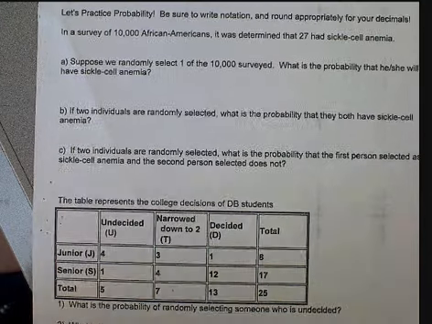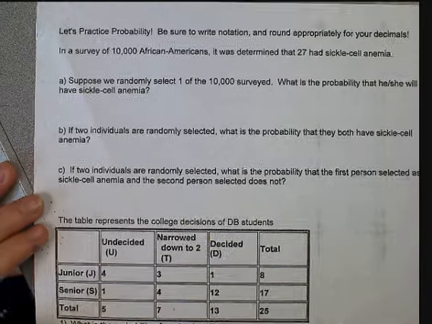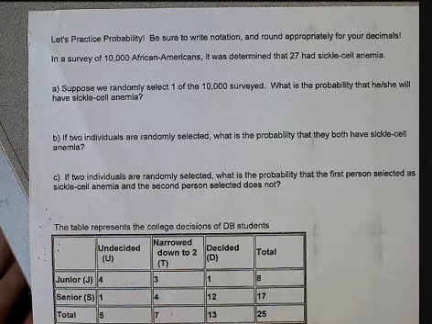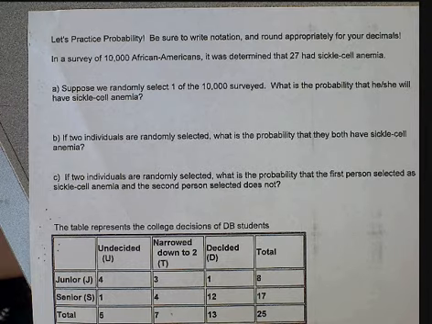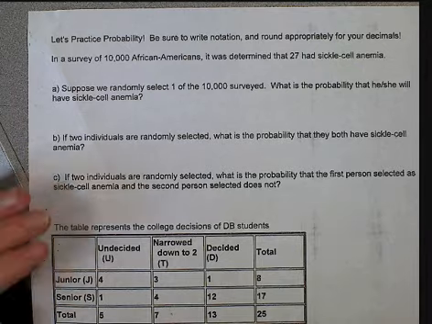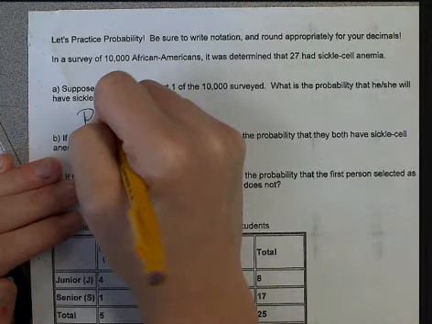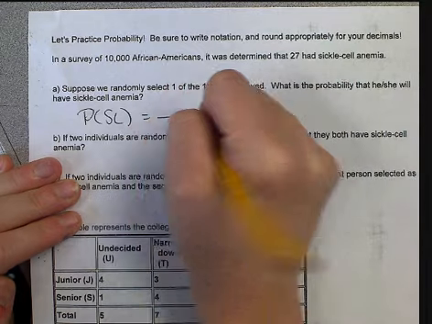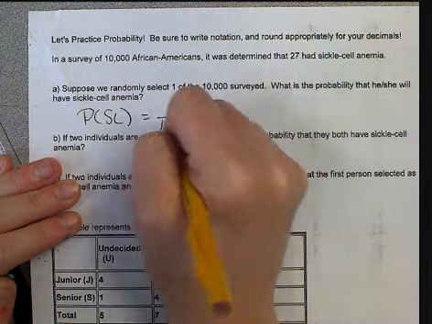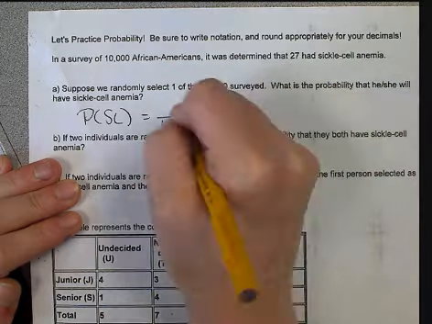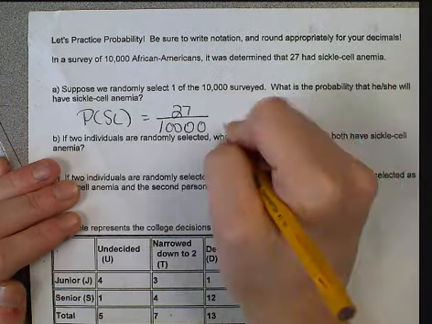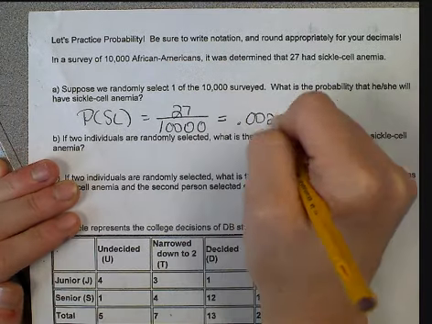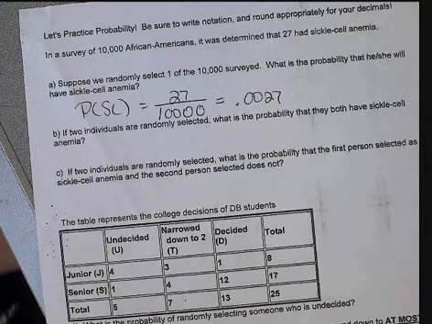So it says, let's practice some probability. We have 10,000 African Americans, and it's determined 27 had sickle cell anemia. So A says, suppose we select one out of the 10,000 surveyed. What's the probability that he or she has sickle cell anemia? Well, we're choosing one person. We have 10,000 people in all. We have 27 people that have sickle cell anemia. So the probability of choosing someone with sickle cell anemia is 0.0027.